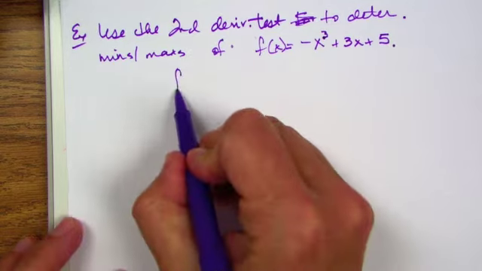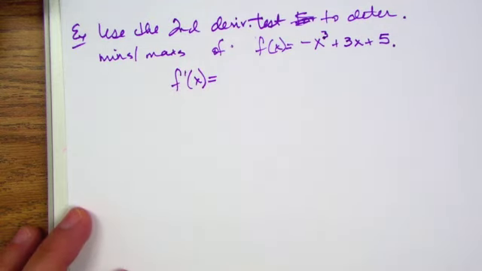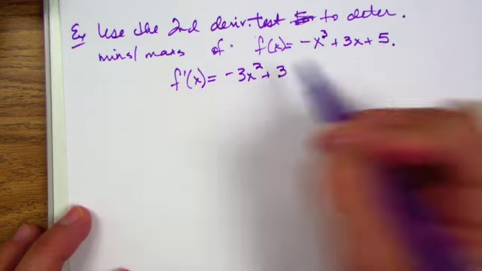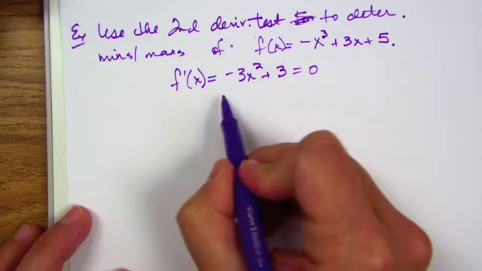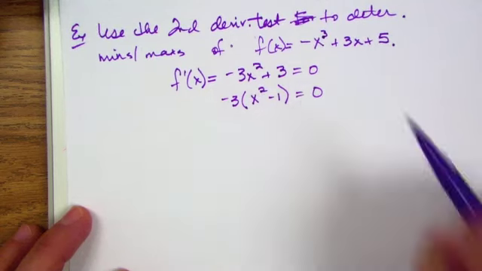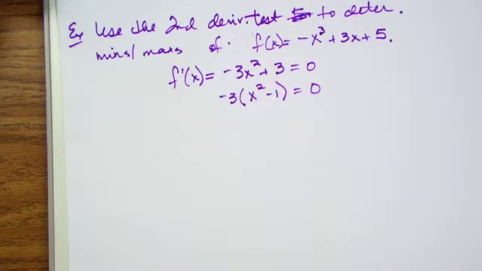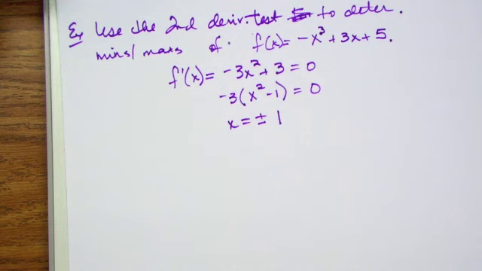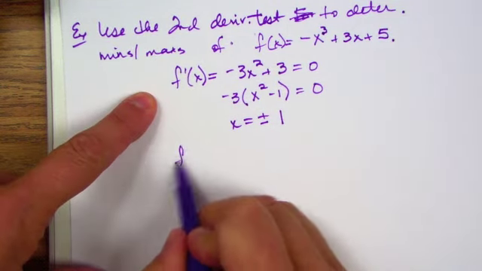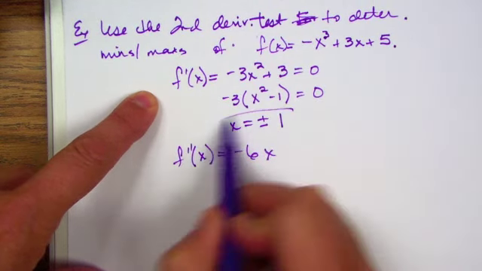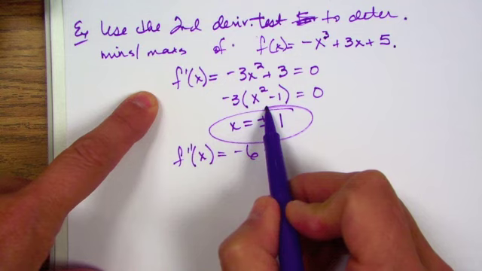So what's the first thing I need to find? I need to find the first derivative, and where the first derivative is equal to 0. So the first derivative is negative 3x squared plus 3. I'm going to factor out a negative 3, and that's going to leave me x squared minus 1. So I'm going to get x is equal to plus or minus 1, right? Let me just show you this real fast. What's the second derivative? Negative 6x, right? These are values where it has a horizontal tangent.